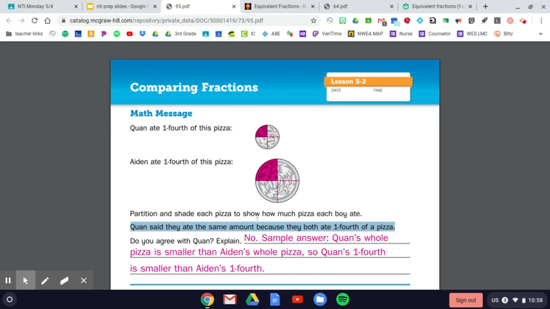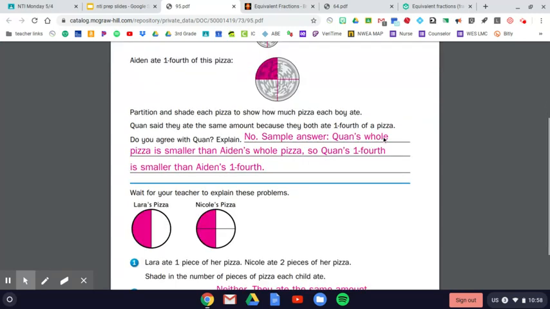Do you agree? And no, Quan is not right. Quan's whole pizza is smaller than Aiden's whole pizza. So even though they both ate 1/4 of the pizza, they did not eat the same amount because Quan's 1/4 is a lot smaller than Aiden's 1/4. So 1/4 is the same fraction, but these pizzas are not equivalent.